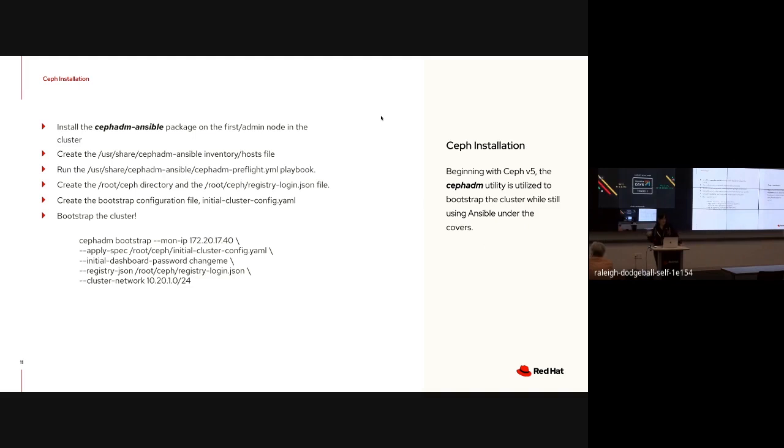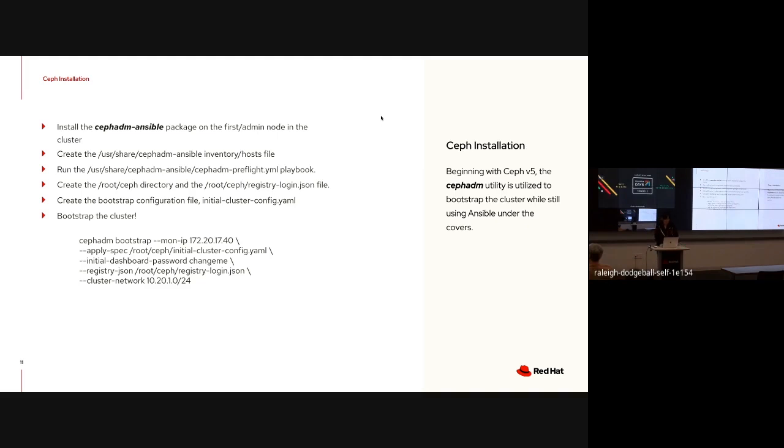Once you have that package installed, you create your host file, and then you run your pre-flight playbook. That goes out and puts some required packages on each of the nodes that's going to create your cluster. The way that I did it is I always create a root Ceph directory. In that directory, I have my initial config and my registry login information, so that you can pass the registry information on the command line, or you can just use a JSON file, and that way you don't have to pass the password on the command line. Then you create an initial cluster configuration file, and then you can bootstrap the cluster.